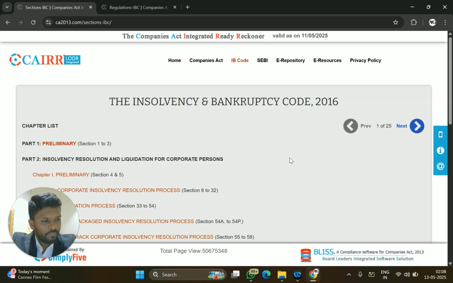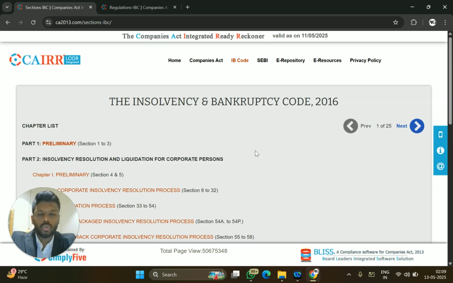Before dwelling into the topic, just let me give you a background. The main code, the Insolvency and Bankruptcy Code, its main provisions are drafted by the legislature and approved by Parliament. Under the code, the adjudicatory powers are given to the NCLT, the National Company Law Tribunal, and the regulatory powers are given to the IBBI, the Insolvency and Bankruptcy Board of India.